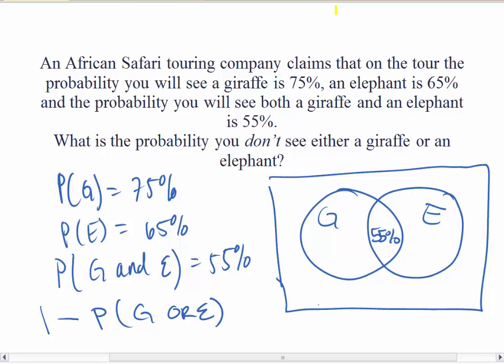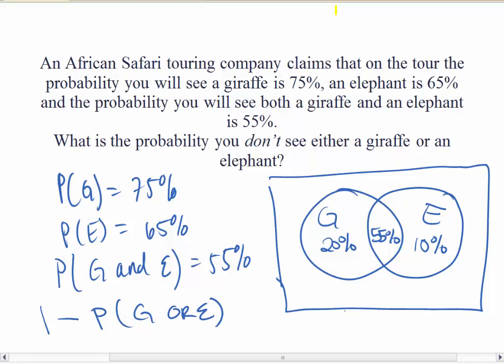We always start with the intersection first, so 55% is the likelihood that I see both a giraffe and an elephant. Now I move out to the circles. So this entire circle is 75%, so that means that the leftover will be 20%. Now this entire circle of elephant adds up to 65%, so the leftover will be 10%.